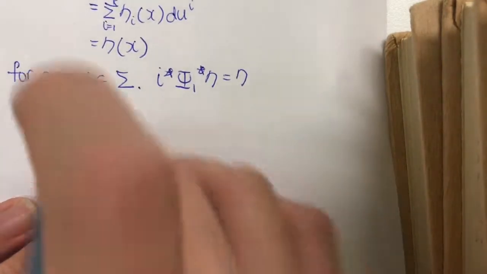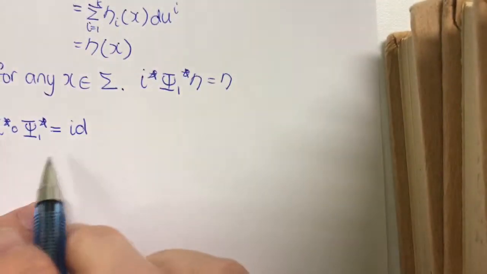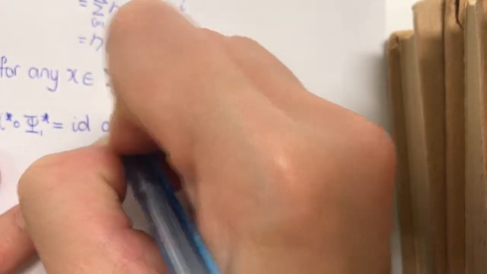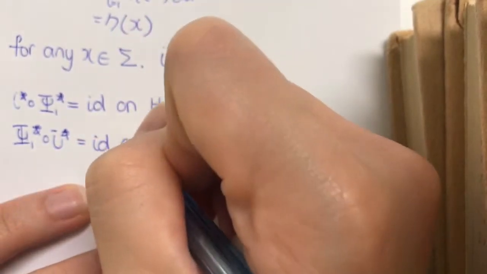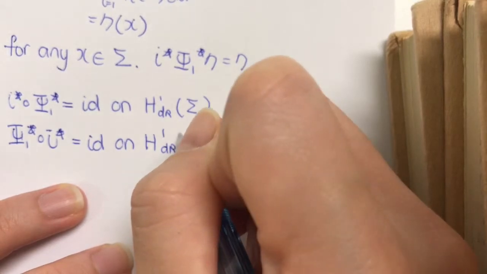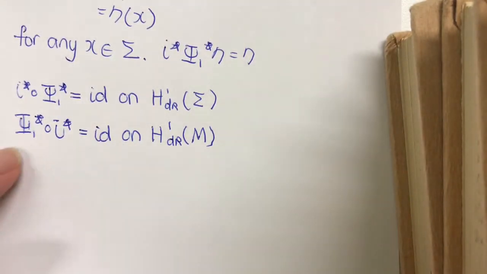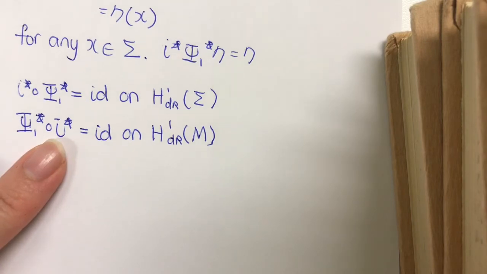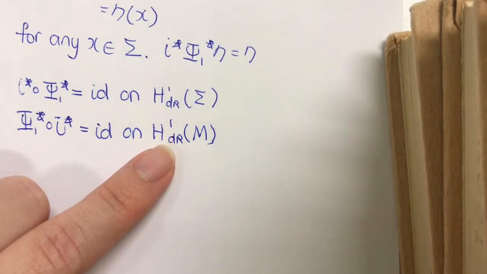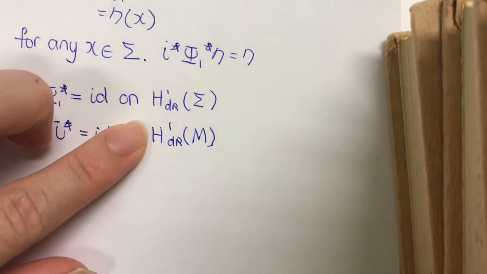So here we would like to make a conclusion that the two pullbacks compose to the identity map on the cohomology group of sigma, and we have also proved that the inverse composition of the pullback maps is also the identity map on the cohomology group of M. So since we can find that psi 1 and i actually are inverses of each other on the cohomology groups, this completes the proof that the two are isomorphic to each other.